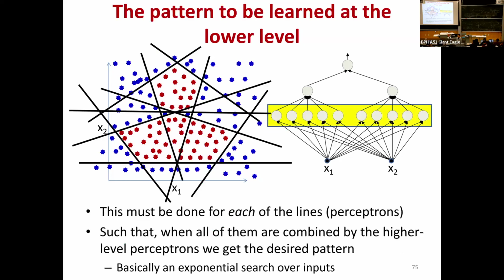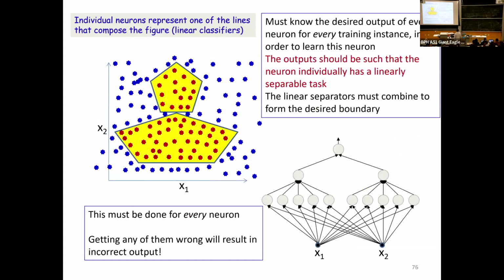If I start off tabula rasa, no neuron is known. I've given you the correct architecture. Here's what you would have to do. You would have to look at every possible way of relabeling the data for every one of the neurons in your network, such that when you learn the boundaries for each of the neurons, the resulting output of the network is perfect. And this is a combinatorial search. You're not going to do it in any reasonable amount of time. It's not going to work.